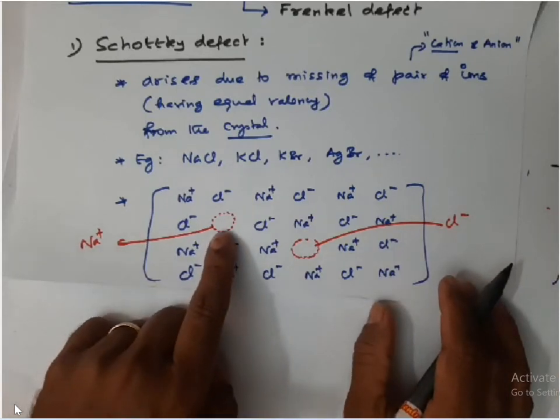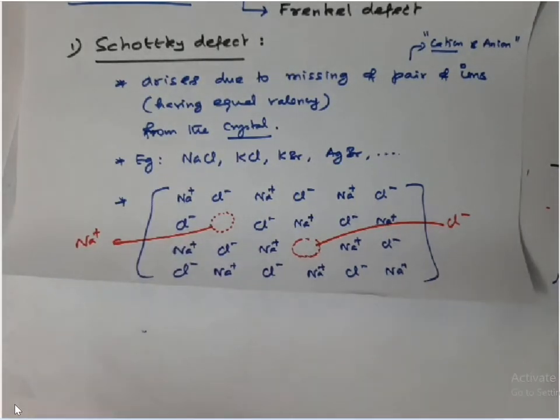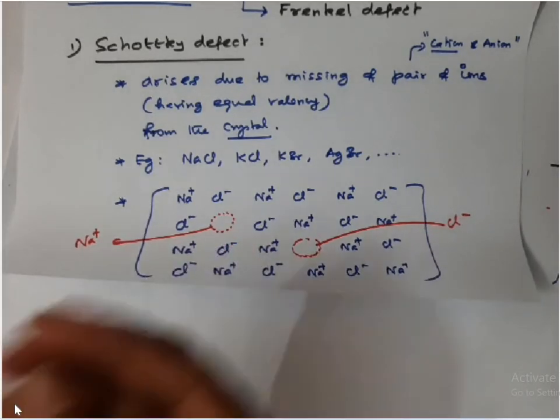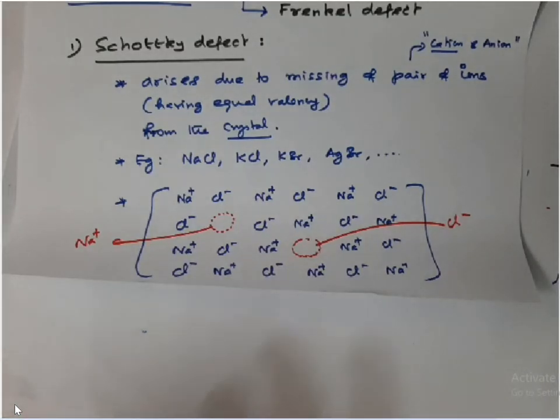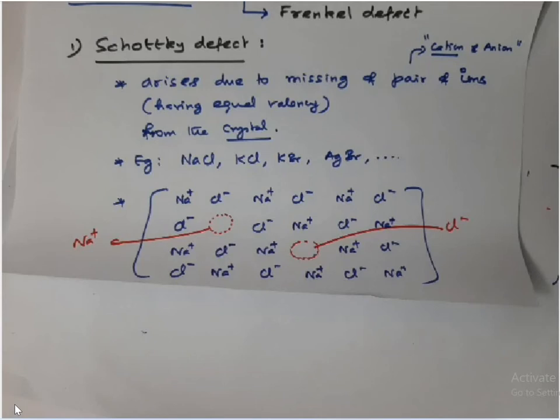So, if one sodium ion is missing, one chloride ion is supposed to miss the position. So there is a pair of ions missing in the lattice. You may have one pair missing, two pairs, three pairs, 100 pairs, 1000 pairs. It depends upon the temperature and the nature of the crystal. The number of pairs of ions missing depends upon the nature of the crystal and the temperature. Here I have shown one pair missing, but in a crystal, there are many pairs of ions missing.